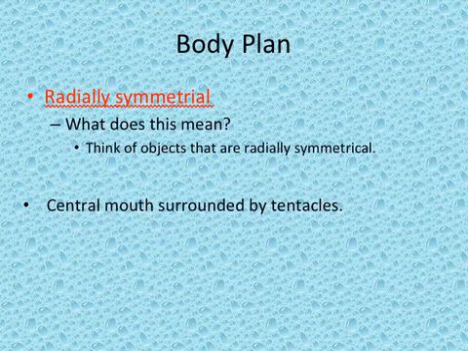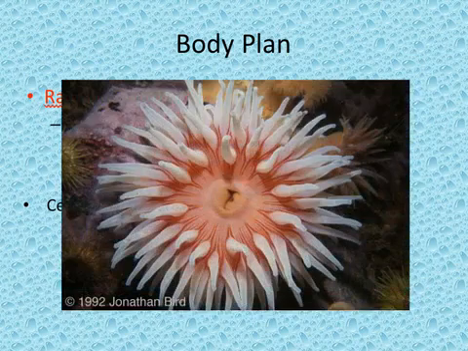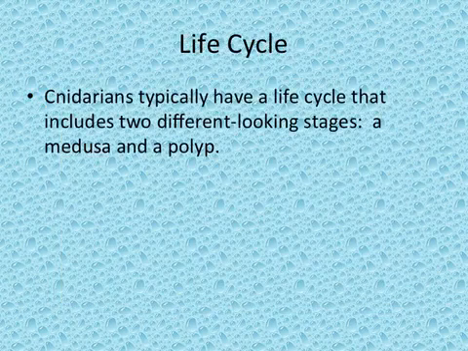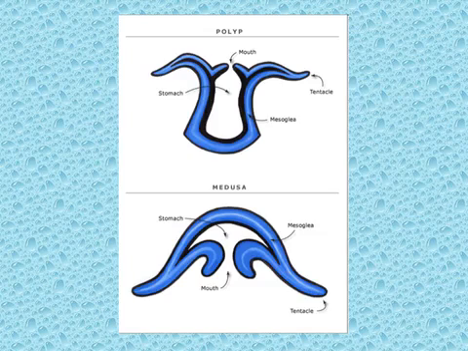Cnidarians have a central mouth surrounded by tentacles. So here's a sea anemone. Here's the mouth right here. And it's surrounded by the tentacles. Cnidarians typically have a life cycle that includes two different looking stages, a medusa and a polyp. So here's a diagram of those.